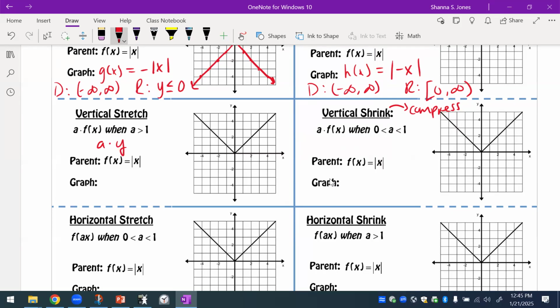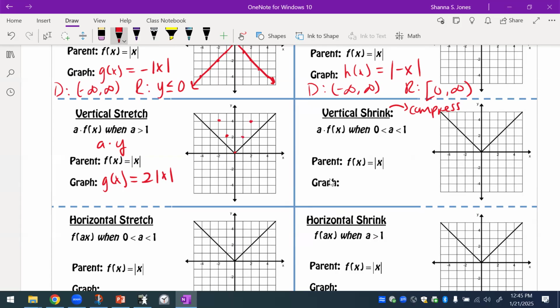Are you with me? So you're taking your a and multiplying times all of your y values. All right. So if we have our parent function and we have g of x equals 2 absolute value of x, all I'm doing is taking each one of these y values and multiplying it by 2. Does that make sense? So 0 times 2 is 0. 1 times 2 is 2. Then we have 2 times 2 is 4. Same thing over here. Do we see how that happened?